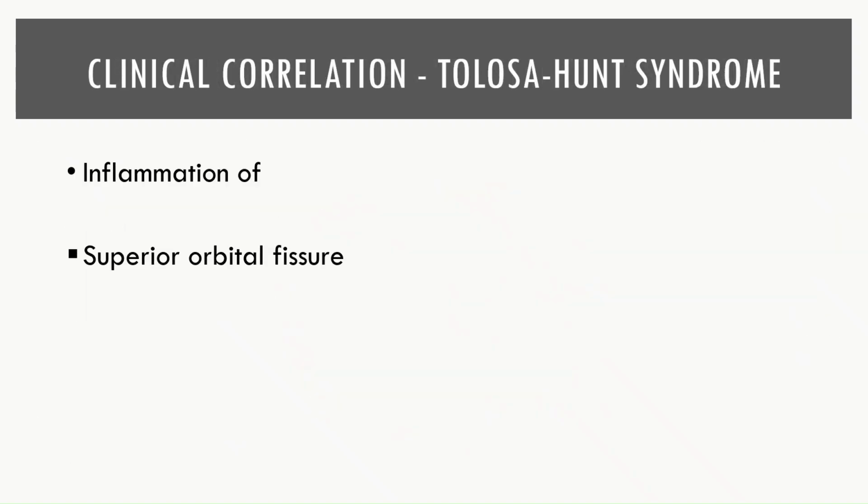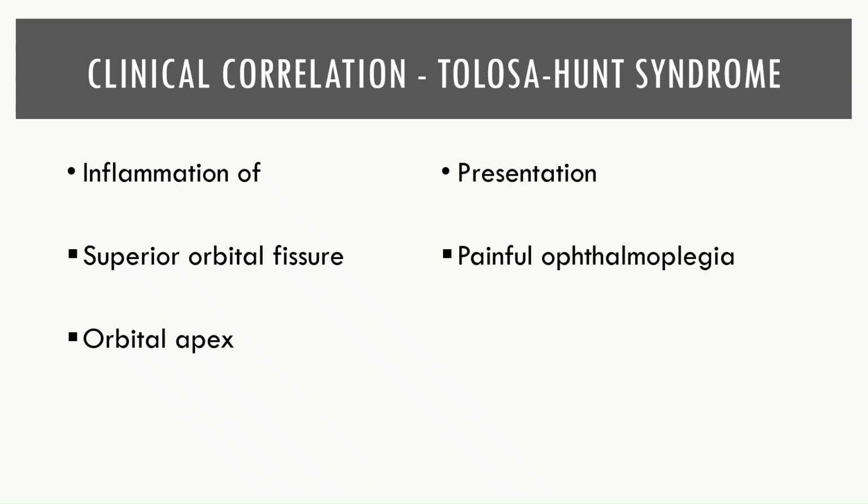Inflammation involving the superior orbital fissure and orbital apex can result in Tolosa-Hunt syndrome. Patients typically present with painful ophthalmoplegia and features of venous congestion.